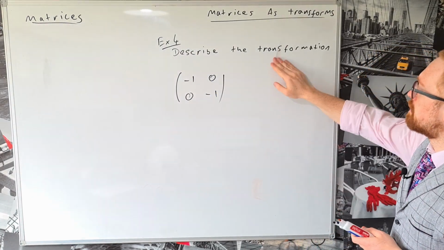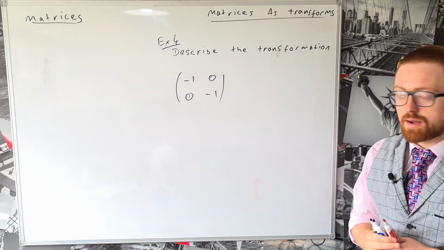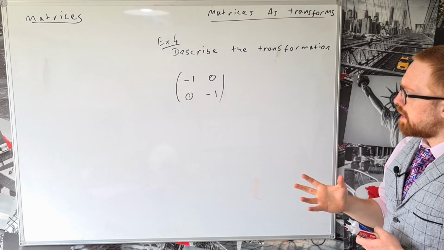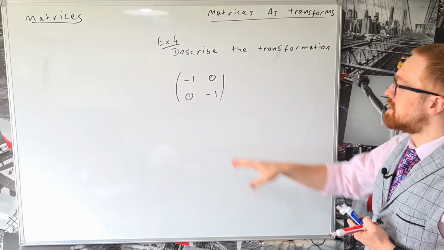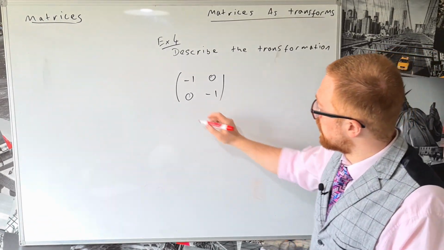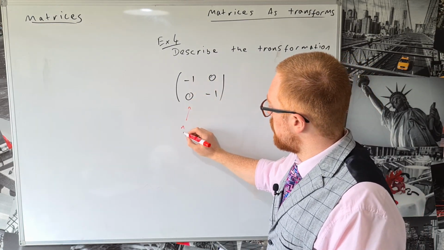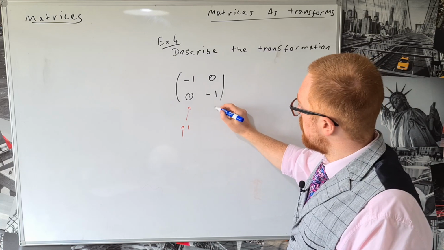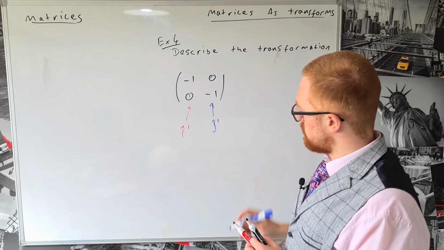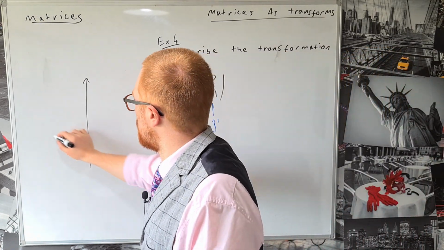Okay, so on to our final example of this video, and we're going to describe the transformation minus 1, 0, 0, minus 1. Even before we look at how we can apply these transformations to actual vectors, there's still a lot of information we can take from this. Namely that this first column vector here is the image of i hat, and the second column vector is the image of j hat.